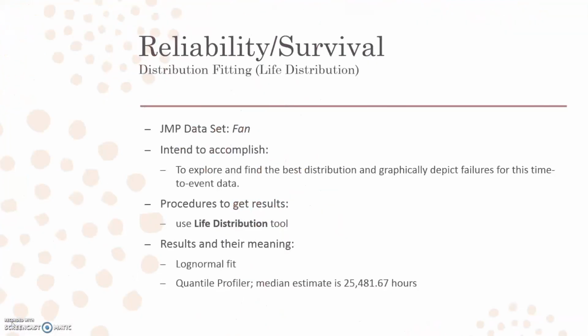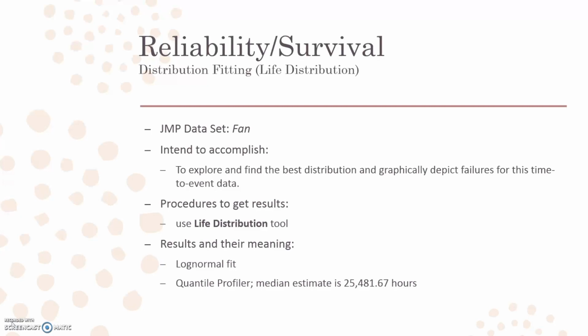So in this video we're going to be talking about reliability and survival in JMP, and the first method we're looking at is distribution fitting of life distributions. So the JMP data set we'll be using is FAN, and we're looking to explore and find the best distribution and graphically depict failures for this time to event data.